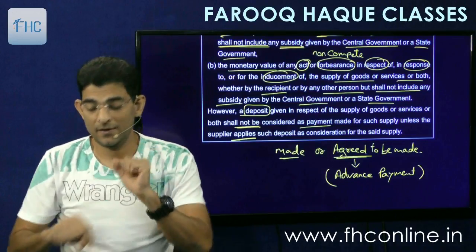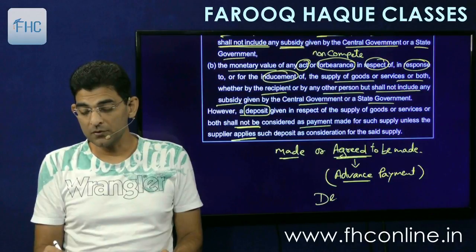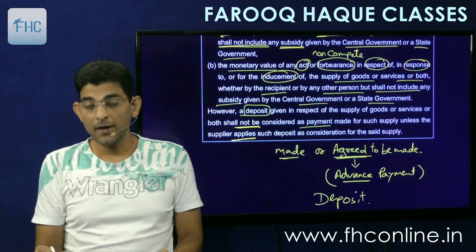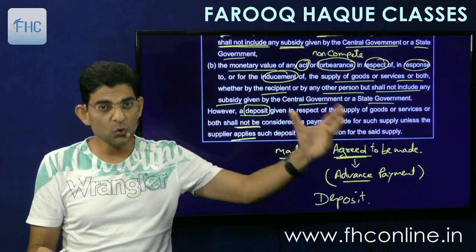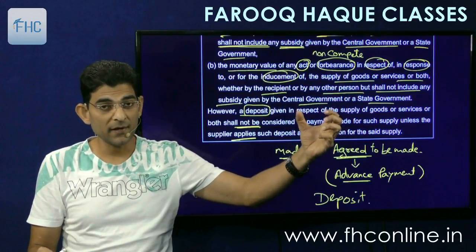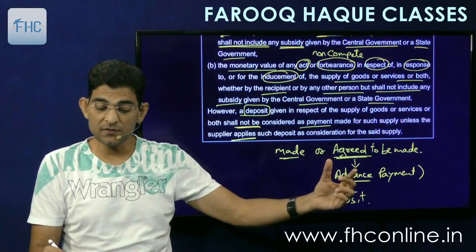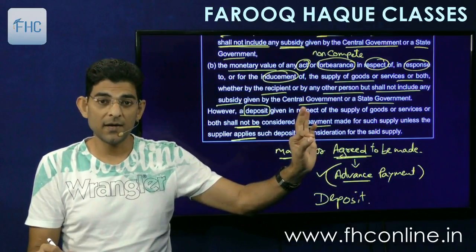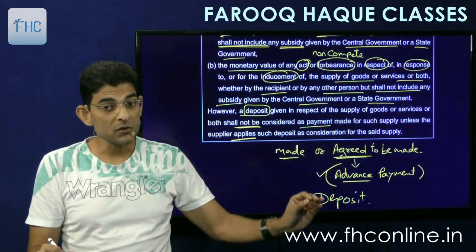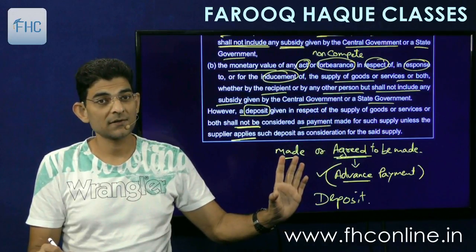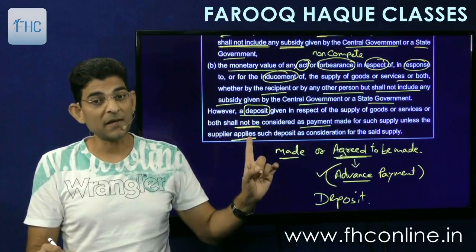Okay. So there is a difference in advance payment and deposit. Remember this point. Advance payment is against a supply. So there is going to be a supply or there is agreement to supply, and against that you are giving the money, so that is advance payment. Advance payment is consideration from the beginning. Advance is a consideration right from the beginning. But deposit is not consideration. It is just a deposit. It is not consideration until it is applied.